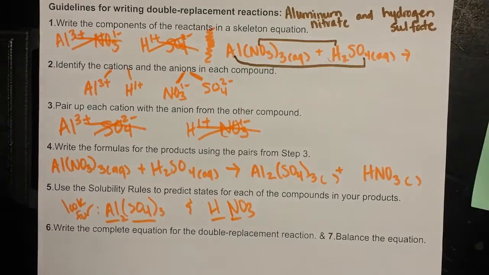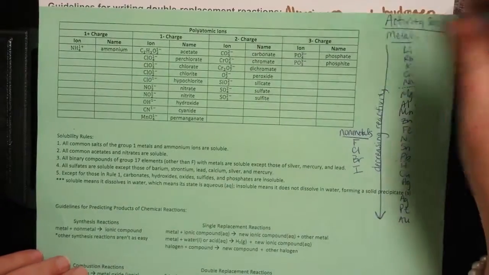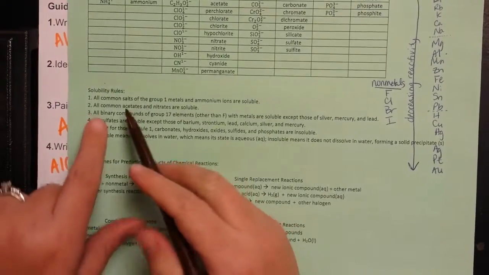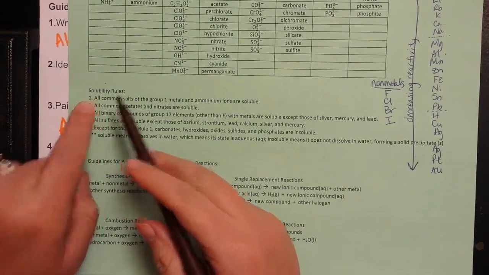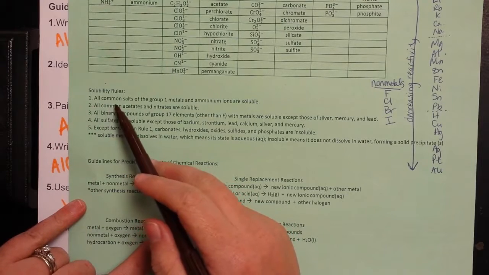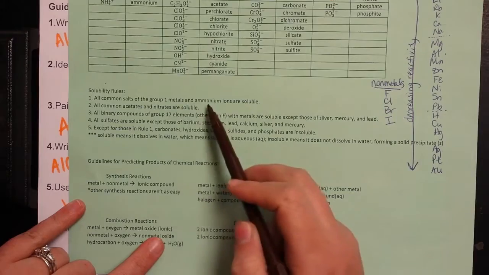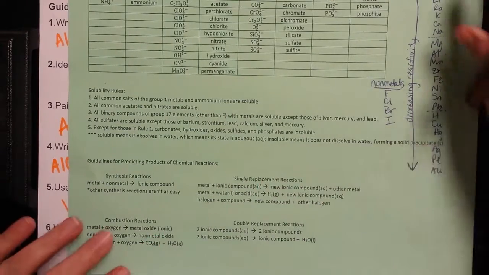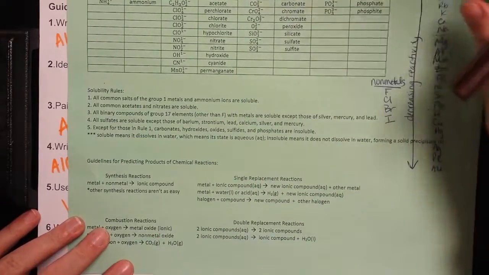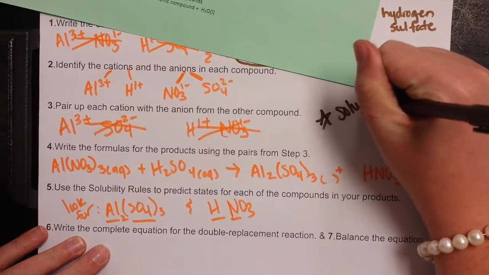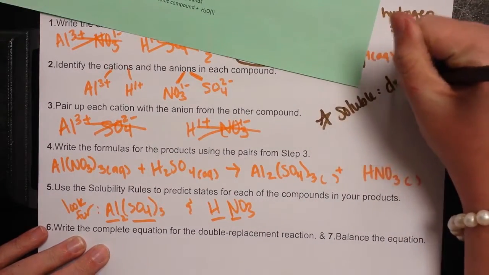I'm going to use the back of my periodic table, the same one where you have your polyatomic ions. You also have the activity series, and you'll see some solubility rules here. The first one says all common salts, remember, those are ionic compounds, of group 1 metals and ammonium ions are soluble. For something to be soluble means it will dissolve in water.